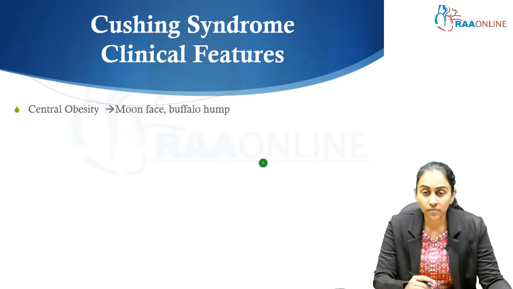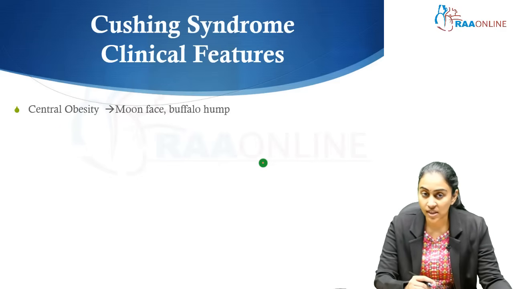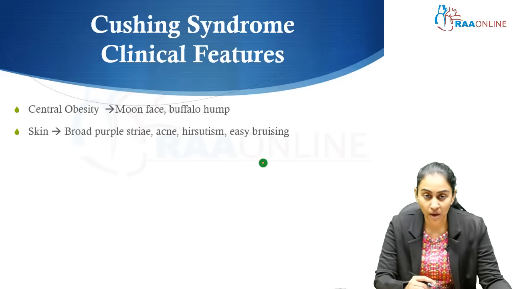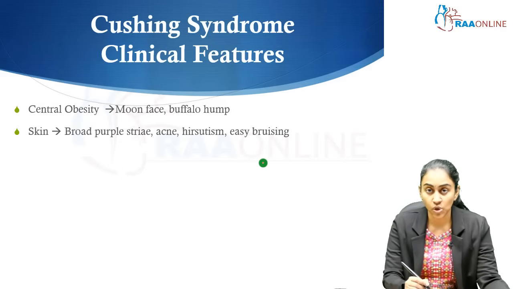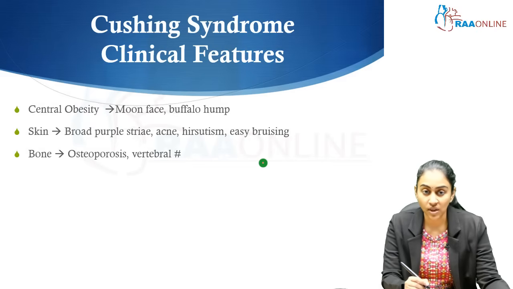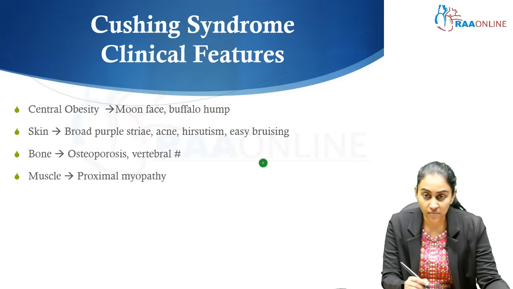Now, what are the prominent clinical features? As I said, just to recap the same things, moon face and buffalo hump as a part of central obesity. Skin shows broad purplish striae, acne may be there. There may be features of hirsutism and easy bruising. In the bones, there is going to be osteoporosis and an increased predisposition to vertebral fractures.